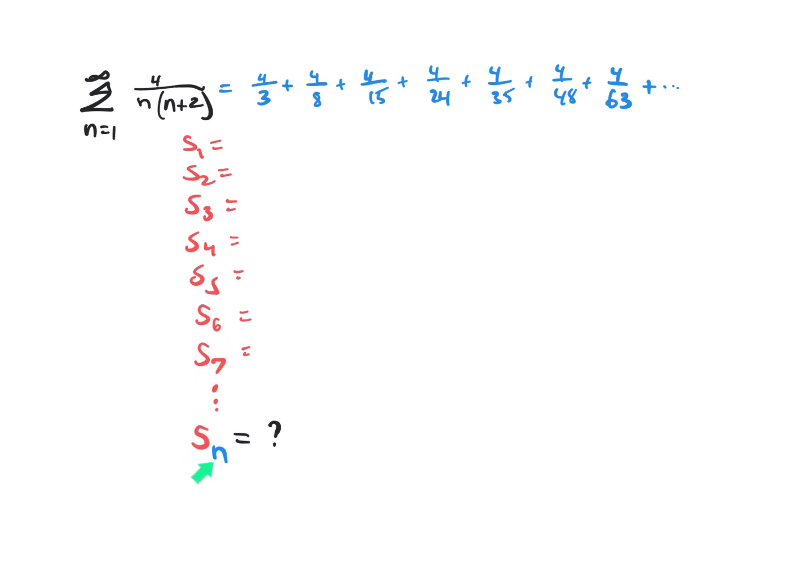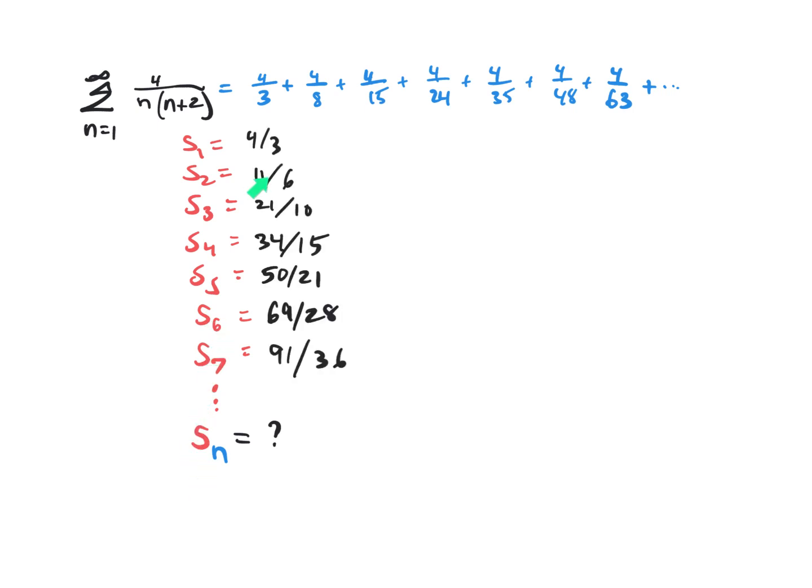And then we can try to find a pattern. And if you can find a rule for the nth partial sum, then we've defined a converging series to be equal to the limit as n approaches infinity of the sequence of partial sums.